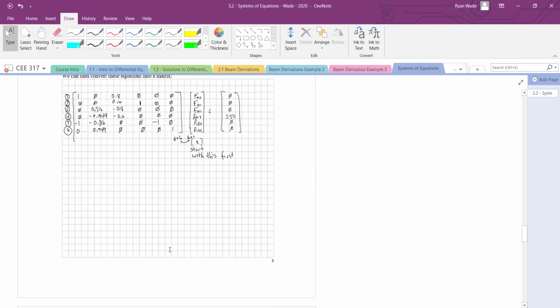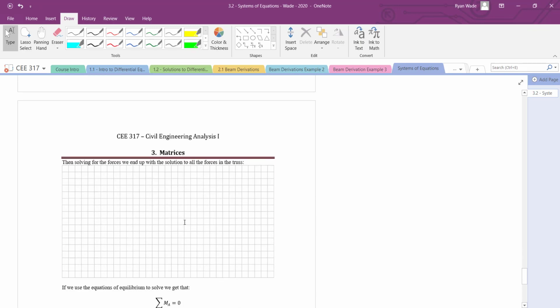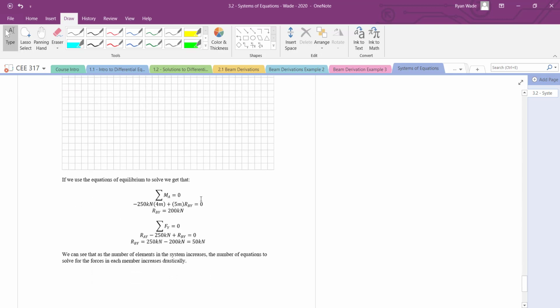So I can also go back with this one. It's nice and easy to check. I've got some notes here, but instead I just left it in Excel. I can just go back and check. So I can use the equations of equilibrium in this case to solve for my RBY and my RAY. That should be RAY. And I get the same answers.